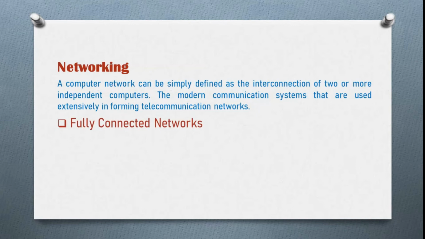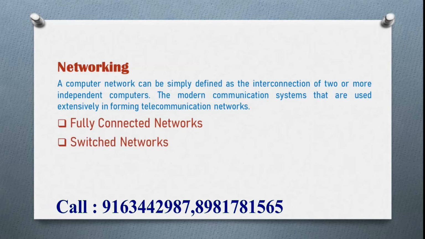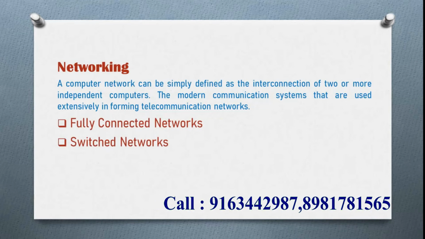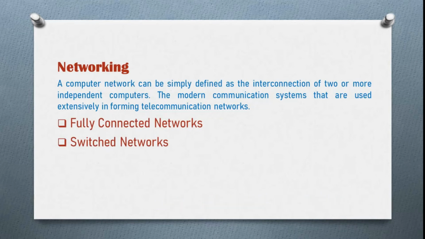Fully connected networks. If every subscriber is to be connected to every other subscriber, then we need a very large number of links. Networks with this kind of connectivity are called fully connected networks. Switched networks. The number of communication links can be reduced significantly by using a switch along with communication links for establishing connections between subscribers.